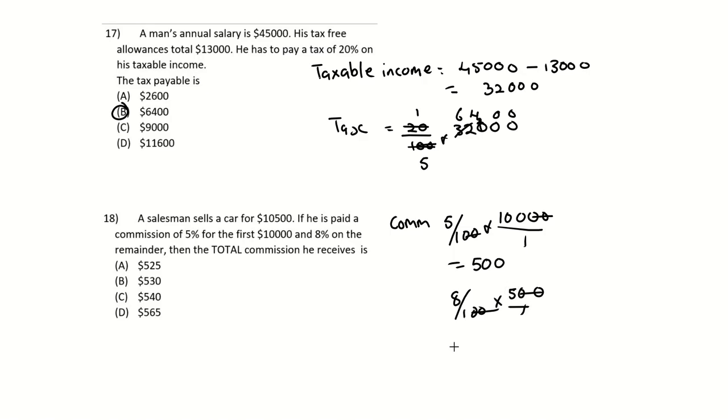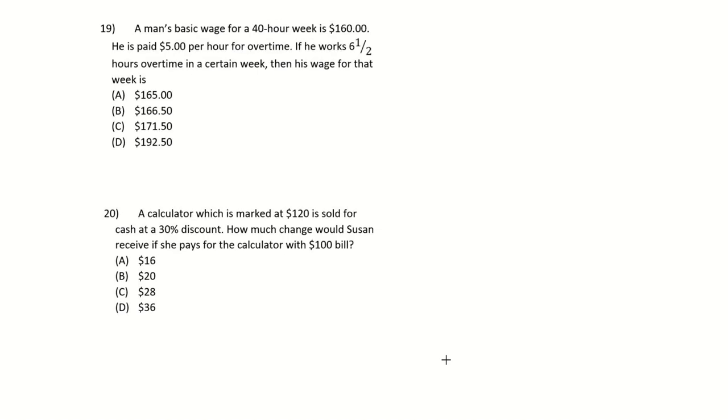8 fives are 40, so he's paying $40 for the 8% of the remainder. So his total commission would be 500 plus 40, which is $540. And that is how you would do this question. Number 19. We did this question already.